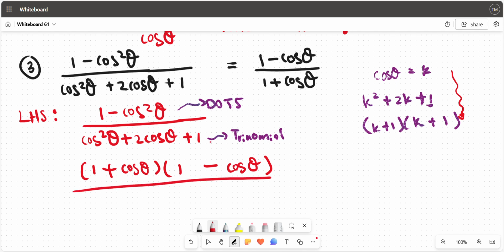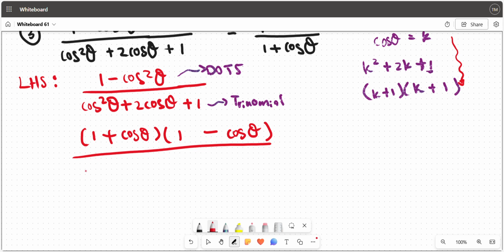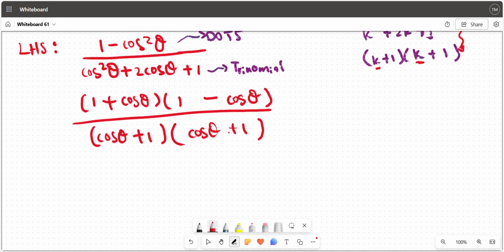That's how you do difference of two squares. Then at the bottom, we've already factorized that trinomial. We said it will just be a k plus a 1. So in this case, it will be a cos theta plus a 1. And it will be a k plus a 1, which is a cos theta plus a 1. Remember, I said k is equal to a cos theta. So if I substitute the cos back in, that's how it looks.